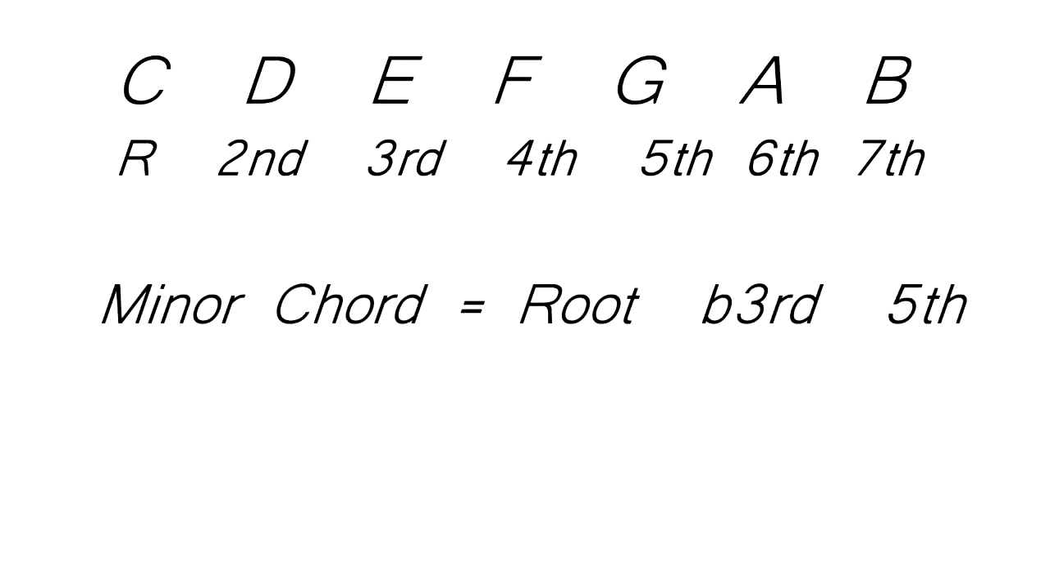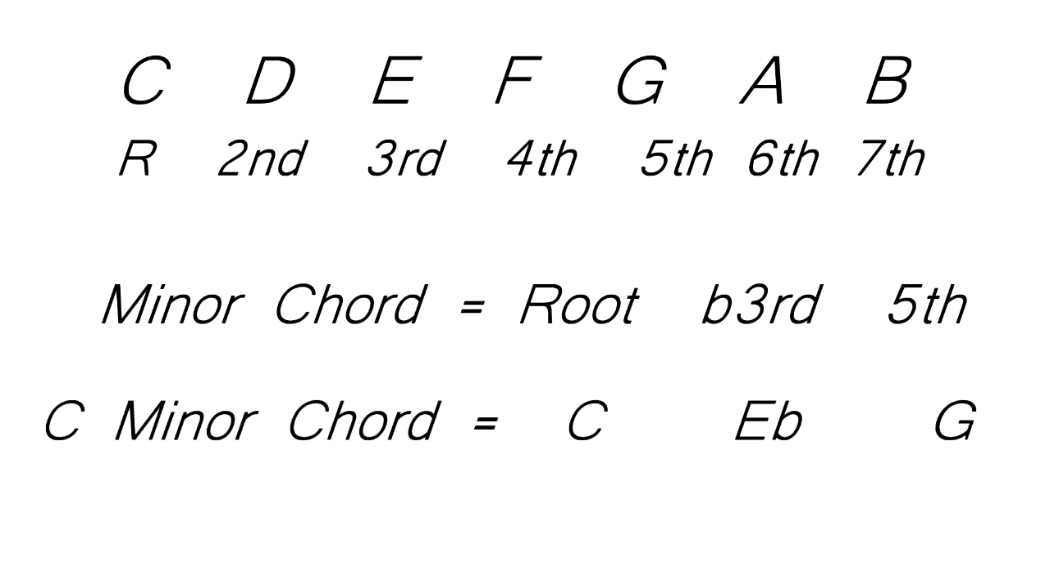A minor chord is made up of the root, the flattened third, and the fifth. A C minor chord is made up of C, E flat, and G. This is what it sounds like.